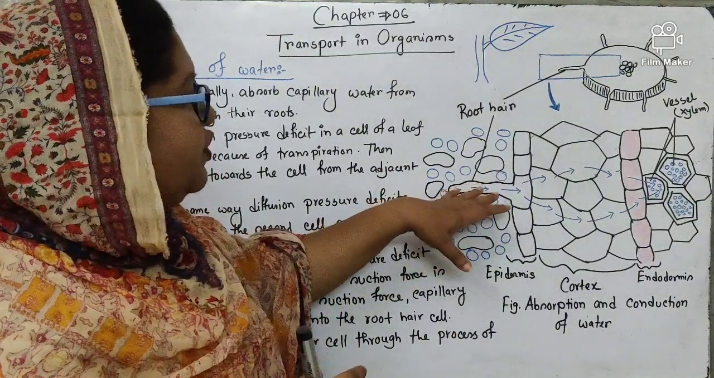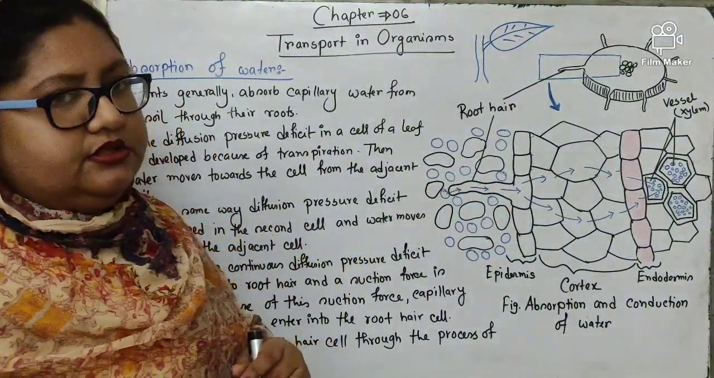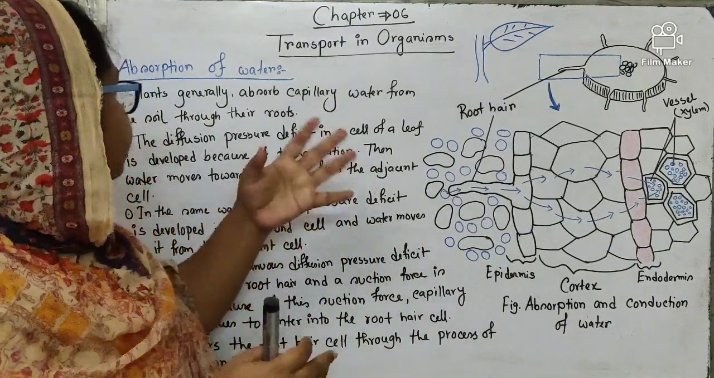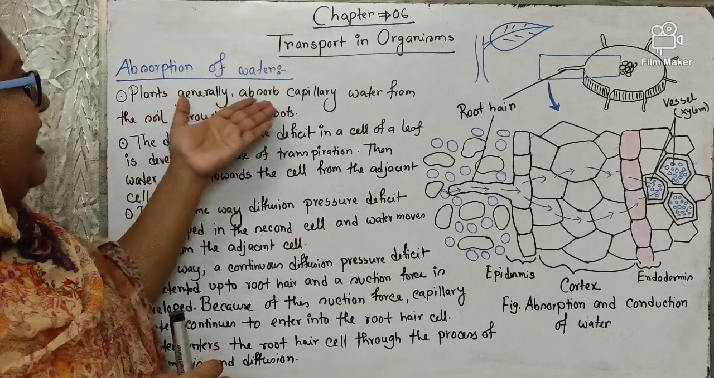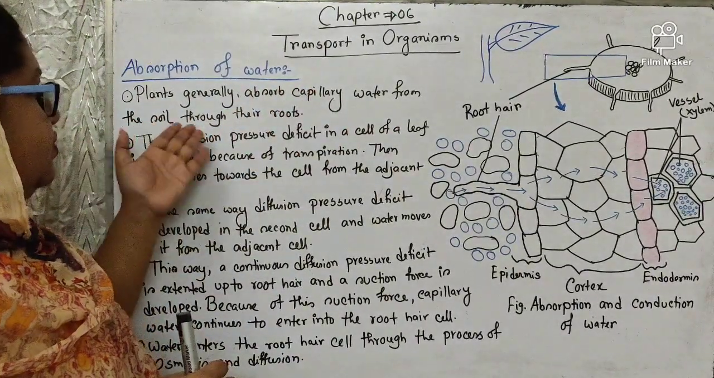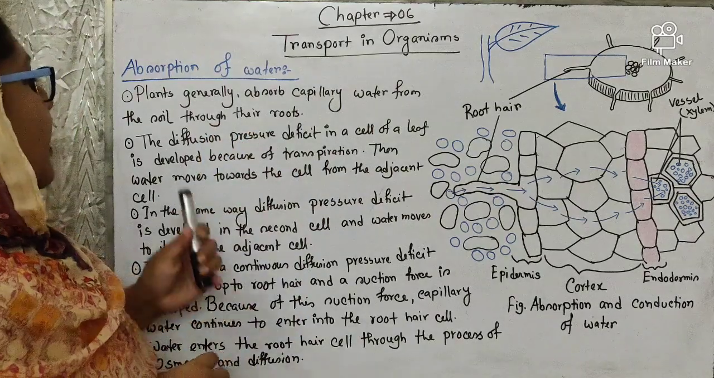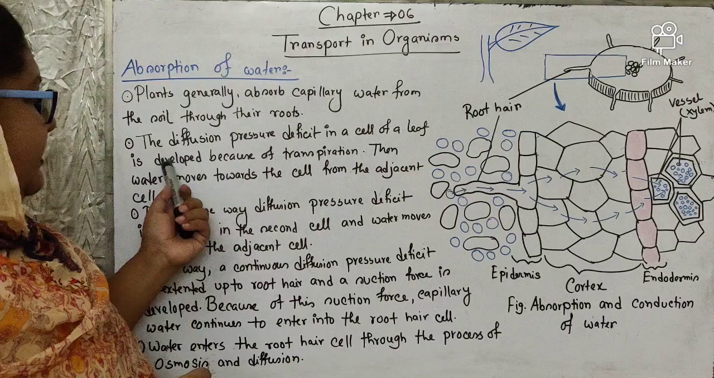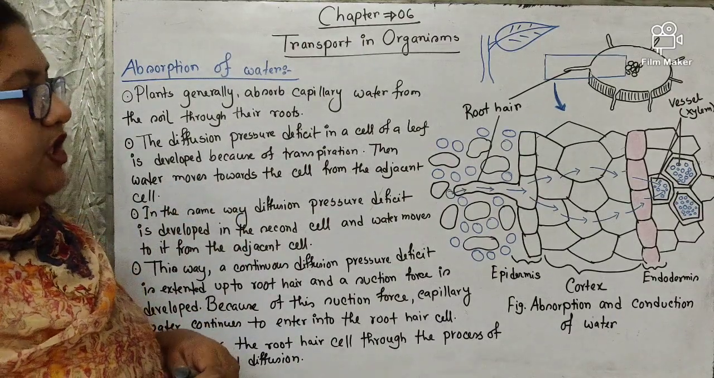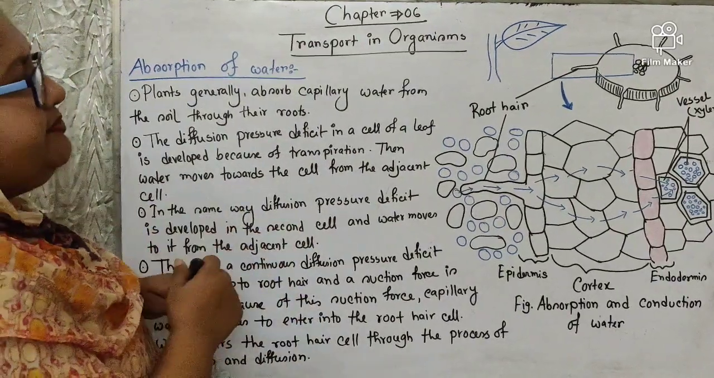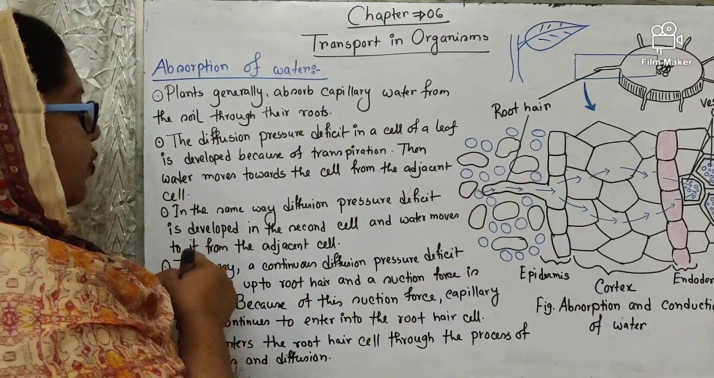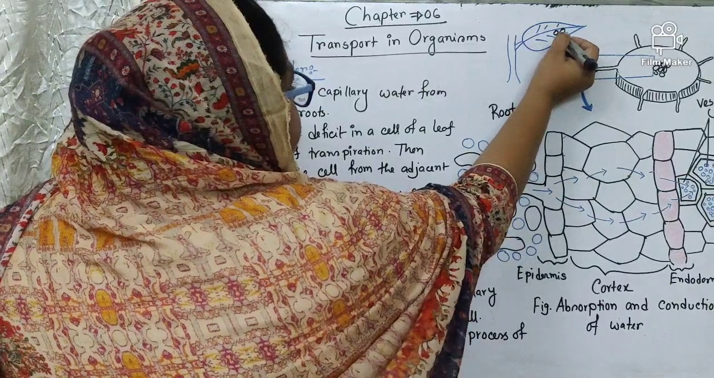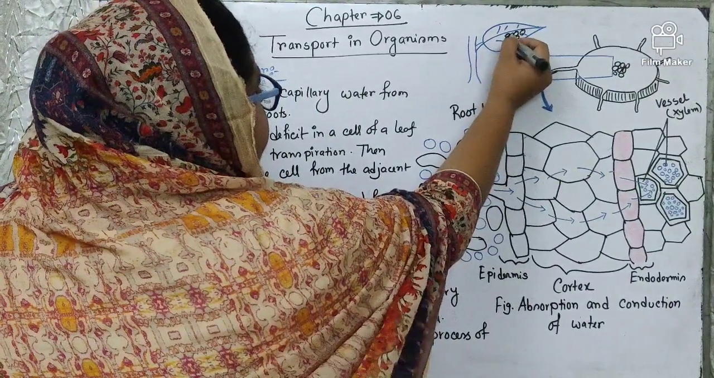This water is absorbed by the root hairs, because root hairs can easily absorb the capillary water from the soil. So what is given here? Plants generally absorb capillary water from the soil through their roots. The diffusion pressure deficit in a cell of a leaf is developed because of transpiration. There are lots of cells present in the leaves.